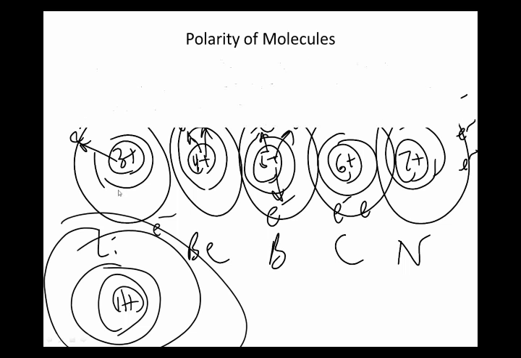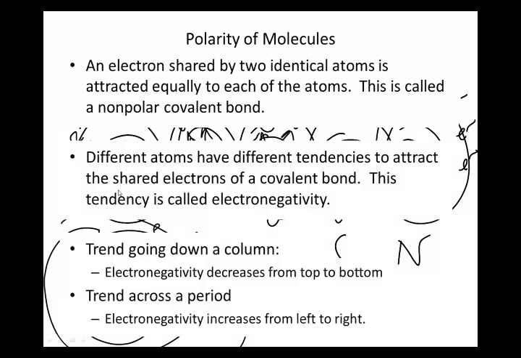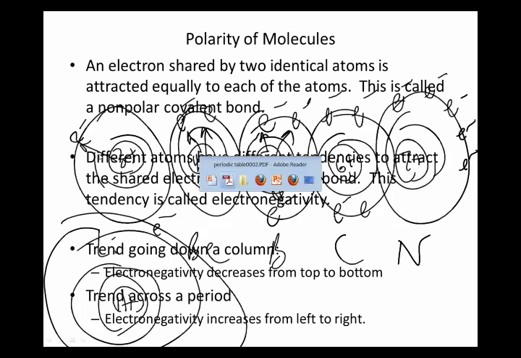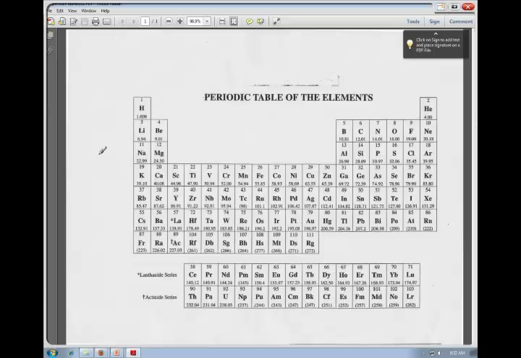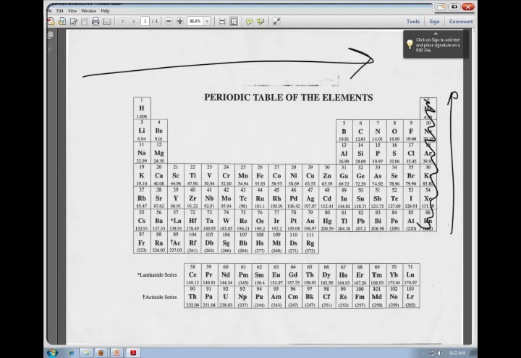So the trend is electronegativity increases from left to right. So looking at the periodic table, electronegativity decreases going down. Actually, I'm going to write this differently. It increases going up, and we're ignoring the noble gases, and increases going to the right. So the most electronegative element on the periodic table is fluorine. This is why fluorine gets to bully everyone else. Fluorine is the best at taking away electrons, and the worst is down in this corner here.